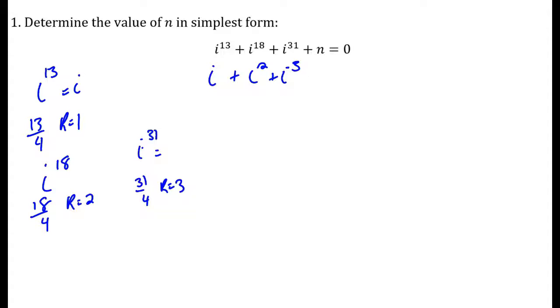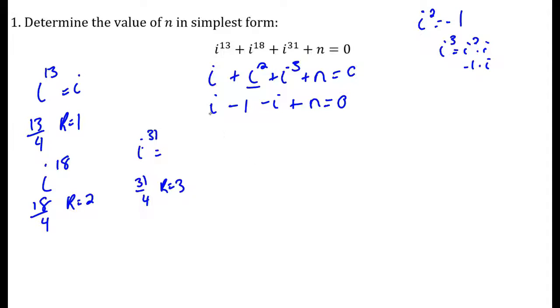Plus i cubed plus n has to equal 0. Well, i is i. It's essential that you know that i squared is negative 1. That is the defining characteristic of i. So i minus 1. I cubed is i squared times i, so that's negative 1 times i. So i cubed we need to know as negative i, plus n equals 0. I minus i is 0, so negative 1 plus n must equal 0. N has to equal 1.